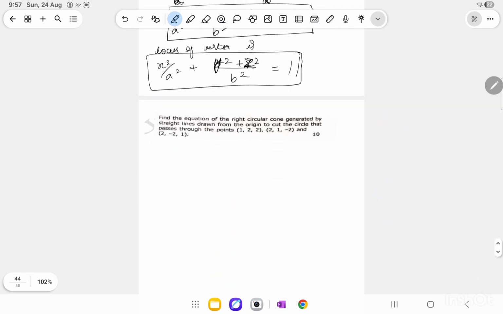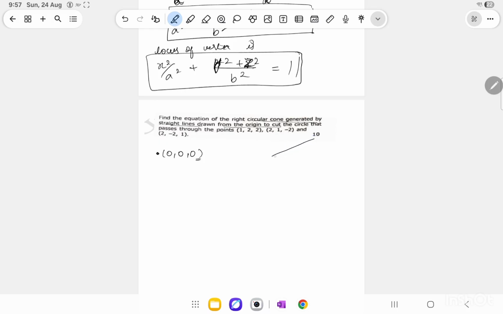So the next question says: find the equation of the right circular cone generated by straight lines drawn from the origin to cut the circle that passes via the points given. Find the equation of the right circular cone generated by straight lines drawn from the origin, (0, 0, 0). So basically it is the vertex of the cone we are supposed to find.